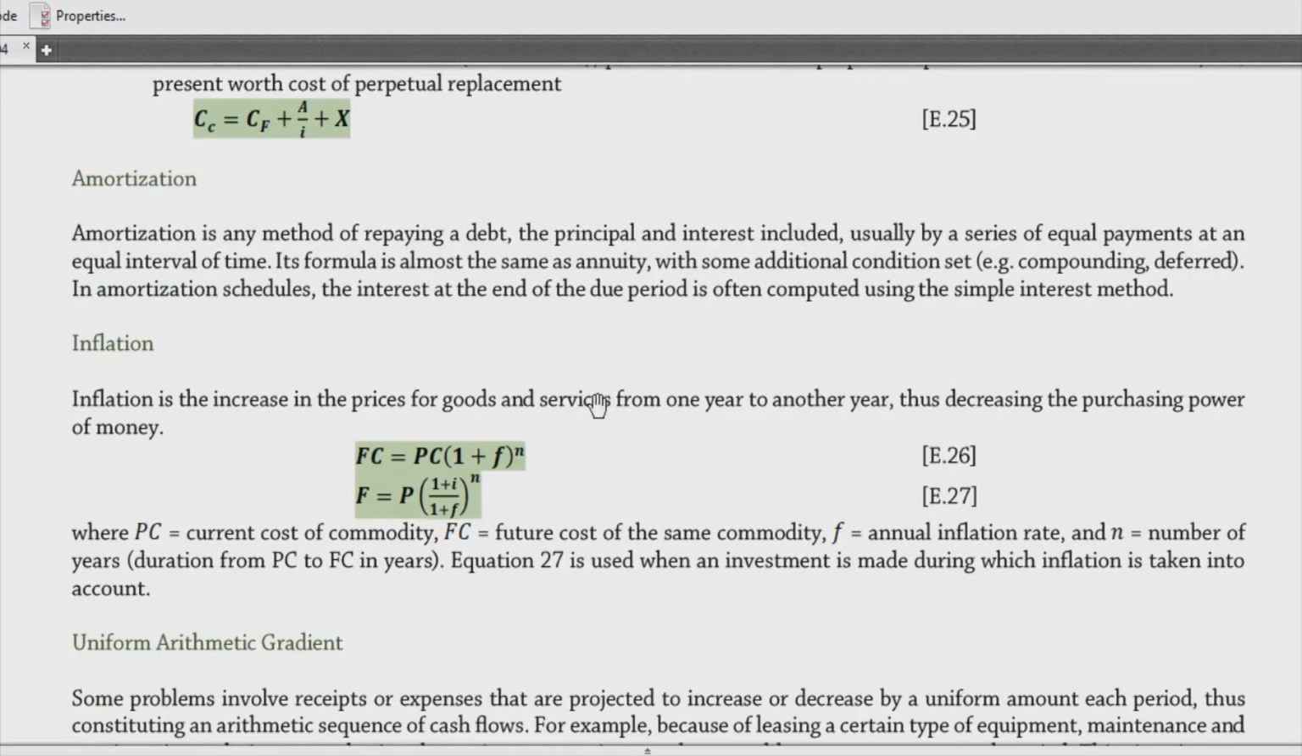So, pag naman inflation, alam naman natin yung inflation is yung pagtaas sa mga presyo ng ating mga bilihin, no? Pag narinig natin may inflation rate na ganito, so expect natin na tataas yung presyo ng bilihin. And then yung purchasing power ng ating pera will be decreasing. So, yun yung effect ng inflation. Now, the inflation can be related in terms of the future cost and the current cost of the commodity. So, ito yung future cost niya, and then ito yung purchasing cost or yung current cost nun.